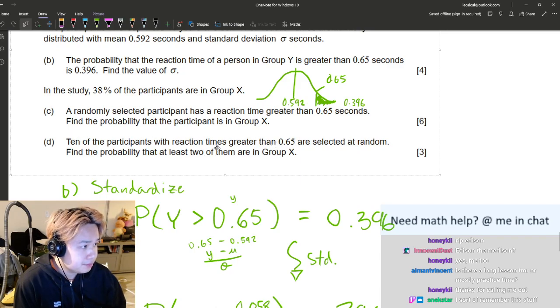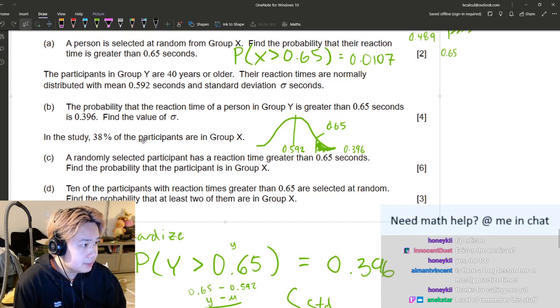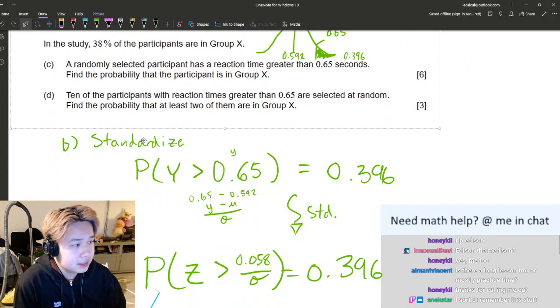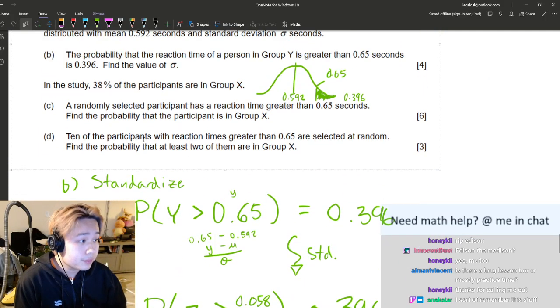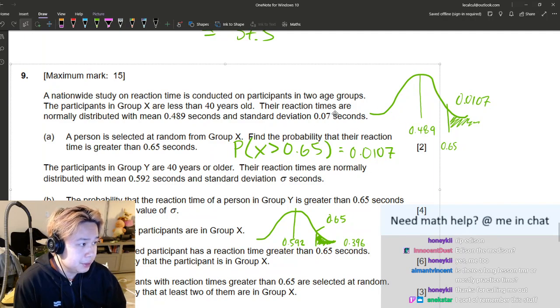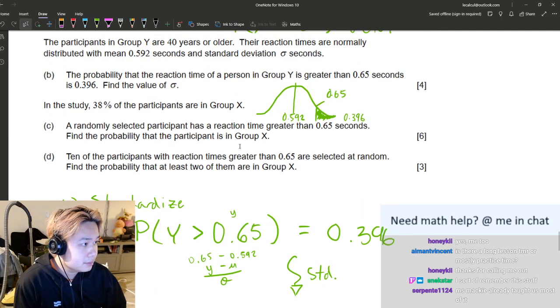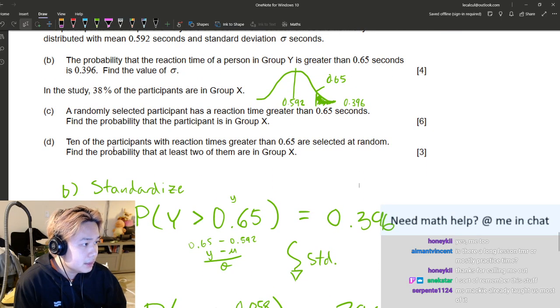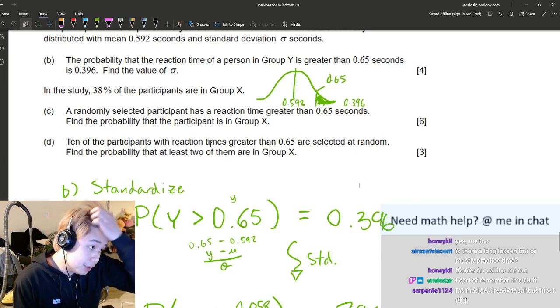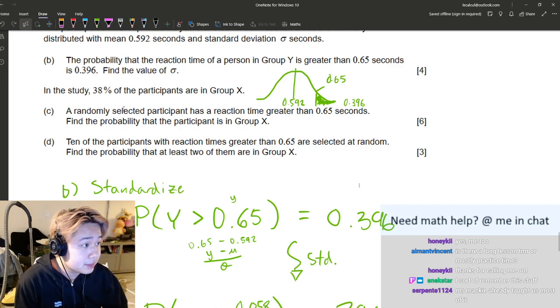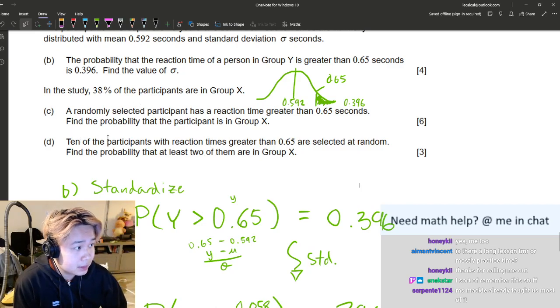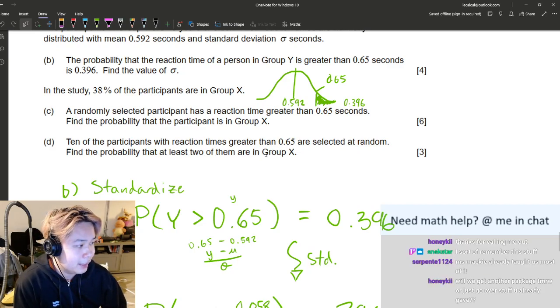Okay, so this one is such a typical IB style question. You start with a normal distribution. This one even has 2. And then this very last question actually switches to a binomial distribution, because what you're trying to find right now is, out of 10 participants, what's the probability that at least 2 of them are in group X?